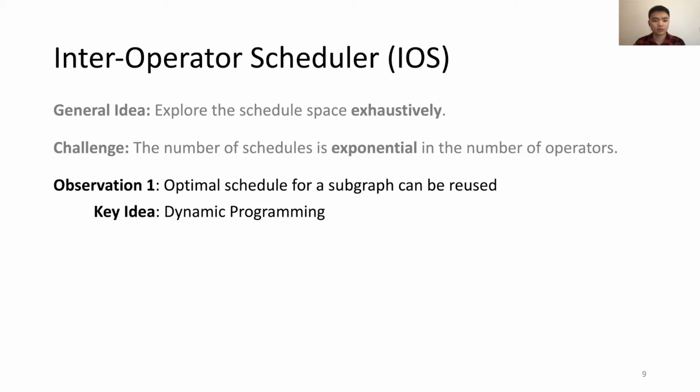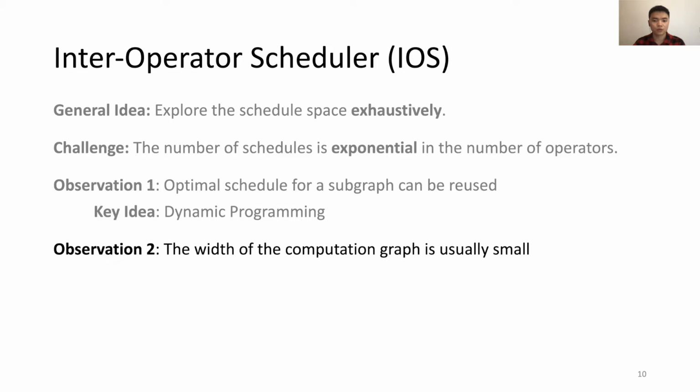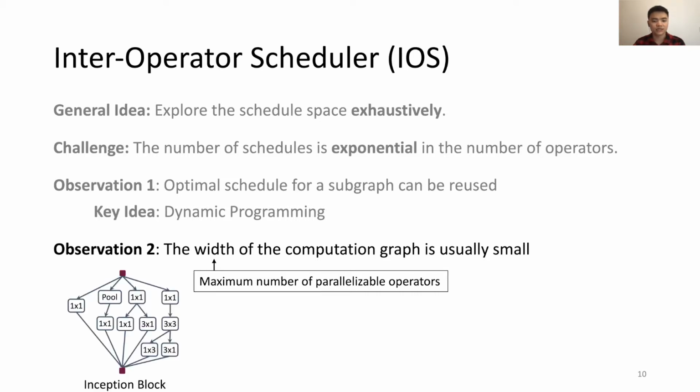When considering the problem in more depth, we found that the width of the CNN computation graph is usually small. Here, we use width to mean the maximum number of parallelizable operators in the model. We take the Inception network as an example. This is the NAS Inception block. There are 6 parallelizable operators. Therefore, the width of the Inception model is 6.